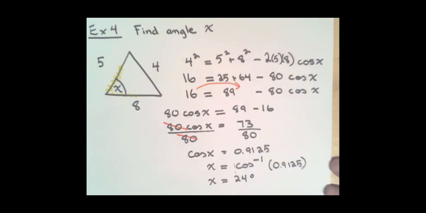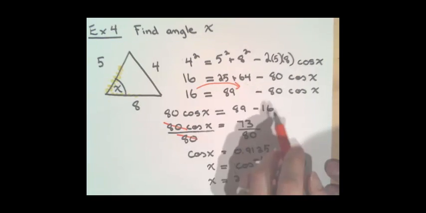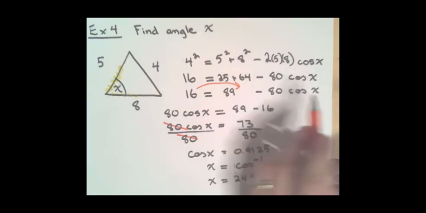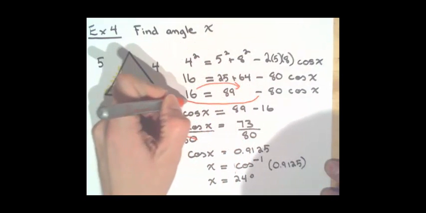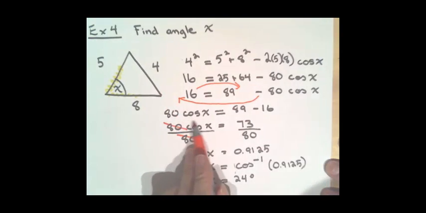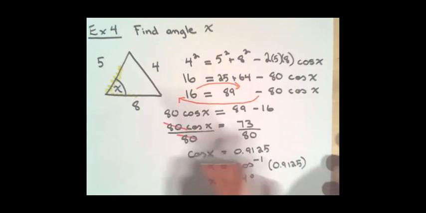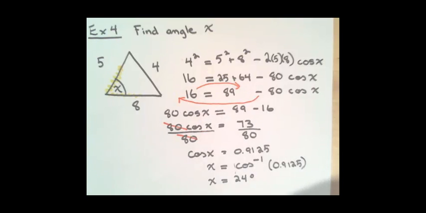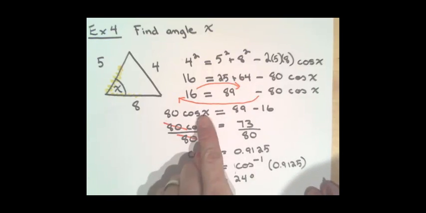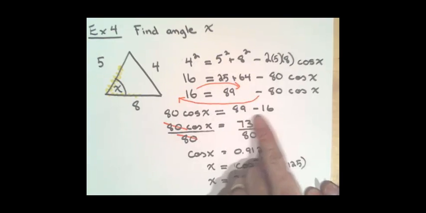So one of the common mistakes people make, remember when you send minus 80 cos x over, it becomes positive 80 cos x. This is an important step where you rearrange so you have a variable on this side equal to only constants or numbers on the other side.